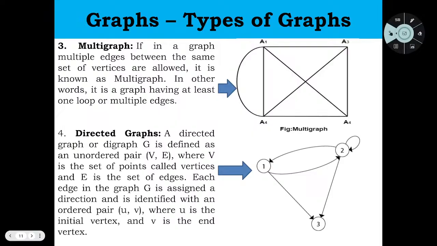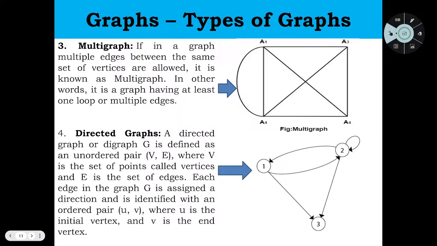Next you have a multigraph. Multigraph means what? Just here, from A1 to A4. From this you will get a direct question: explain multigraph. From the 4th, 5th and 1st units you will get direct questions. You need to remember all types of graphs, all types of vertices, all types of edges.